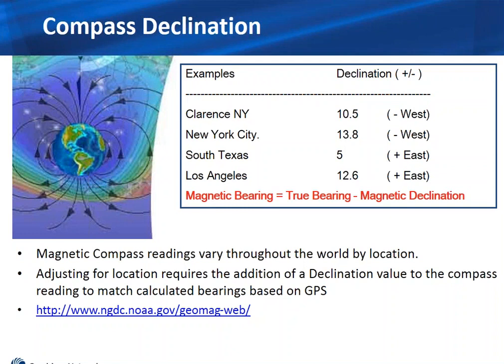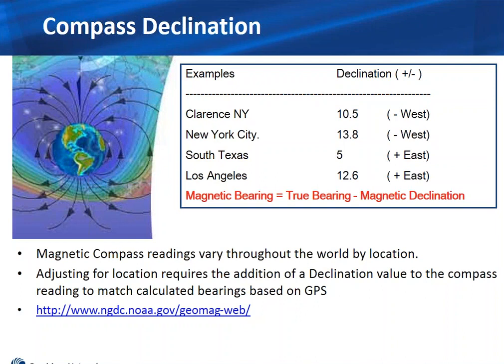But if I'm sitting in Clarence, New York, where I live, or in New York City, or South Texas, or Los Angeles, or Seattle, or Alaska, or Maine, or anywhere else in the world, generally there's a difference, and it can be significant. In my house here, I'm actually 10.5 degrees off, the difference between what my compass would tell me and what I really should be shooting at. So we have to make some adjustments for that.